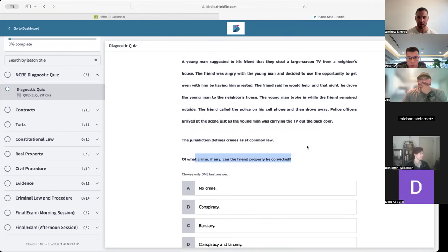house. The young man broke in while the friend remained outside. The friend called the police on his cell phone and then drove away. Police officers arrived at the scene just as the young man was carrying the TV out the back door. So what did the friend do wrong? The friend said he would help, but he called the police and set him up.